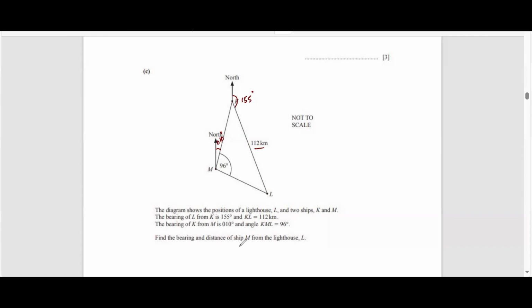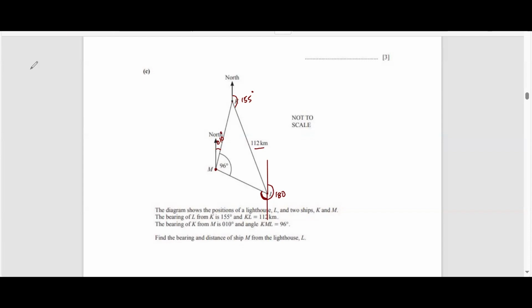Find the bearing and distance of the ship M. So the bearing of M from the lighthouse L. From the lighthouse L means, first of all, we need to draw a north line from L. If I want, I can extend this here as well. Now we know a straight line angle is 180, and we need to go clockwise until the line ML. This is the angle that we need to find out.